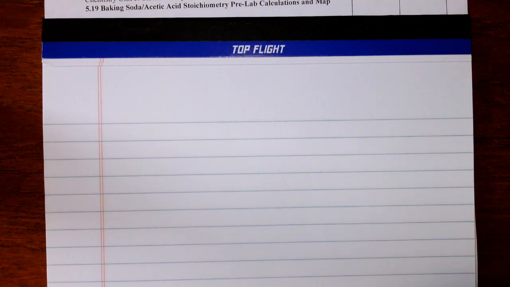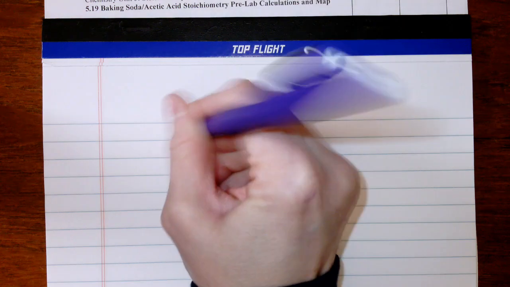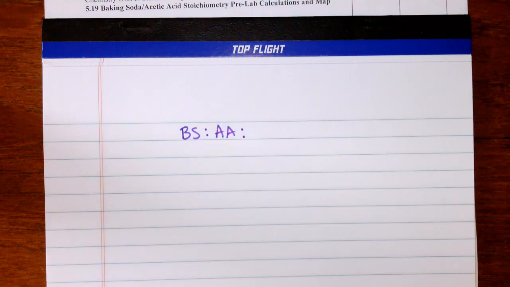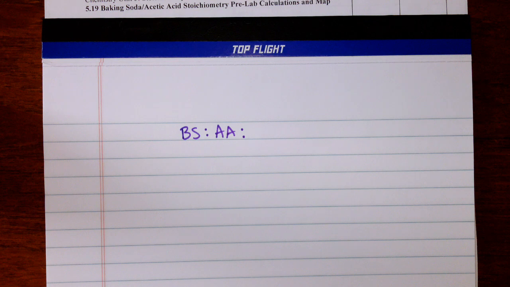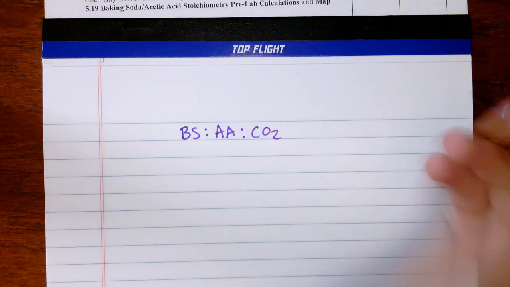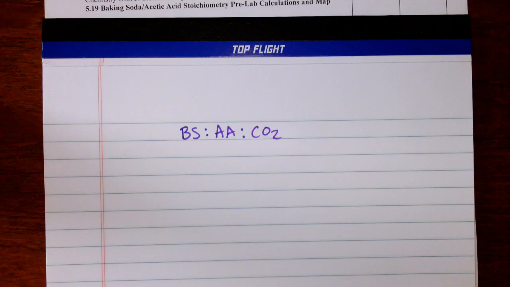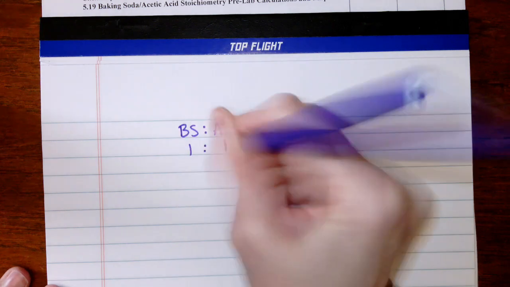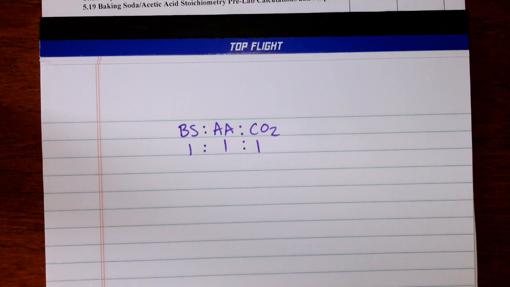So if I'm going to look at these ratios, I'm going to zoom in on the compounds that I care about. So the compounds that I care about are baking soda and acetic acid. Those are the two reactants that I've been using within my lab. And then I also care about carbon dioxide because that is what I'm actually measuring within my lab. Now, if I look at my coefficients, there's a coefficient of 1 in front of each of those. So I just am going to write a 1 underneath each, representing that I have a 1 to 1 to 1 ratio between these three.